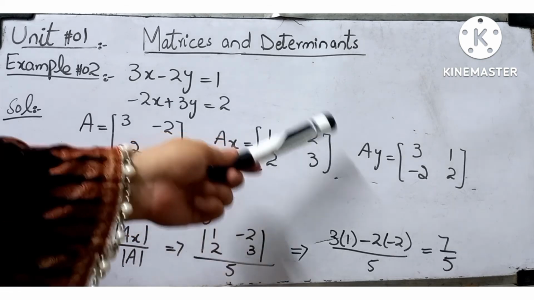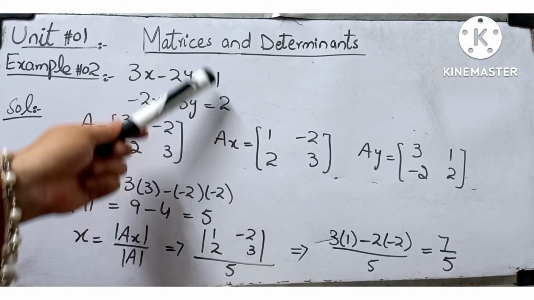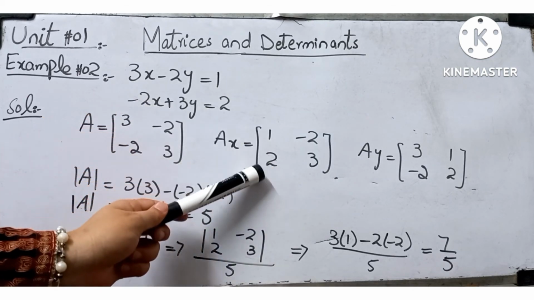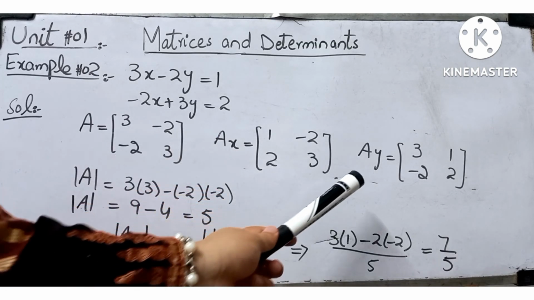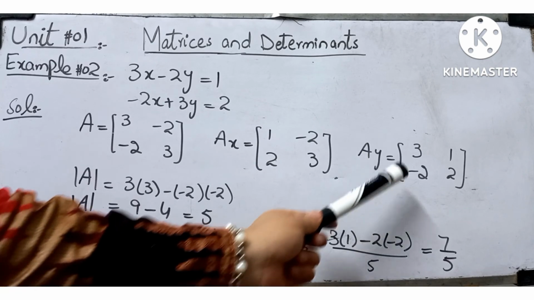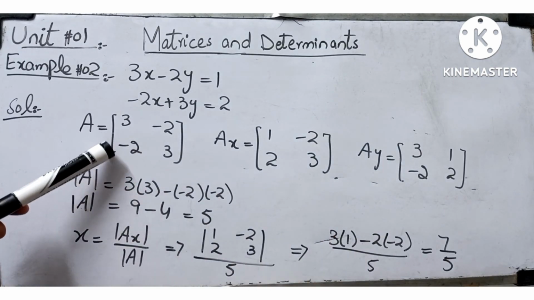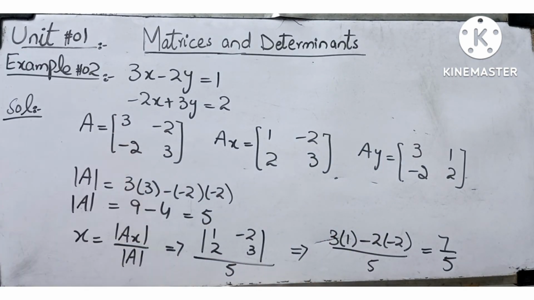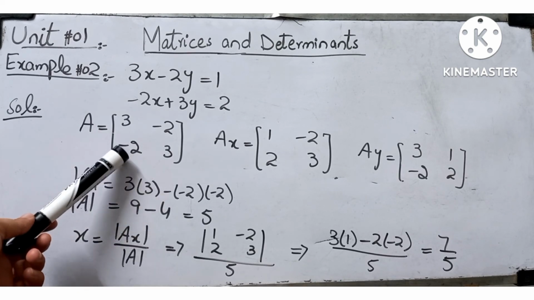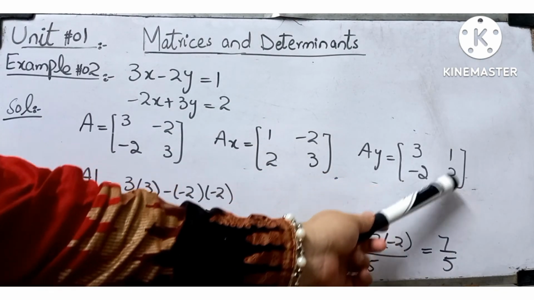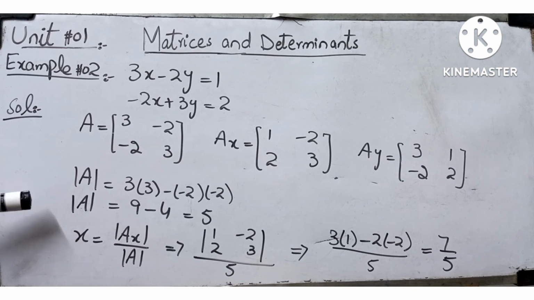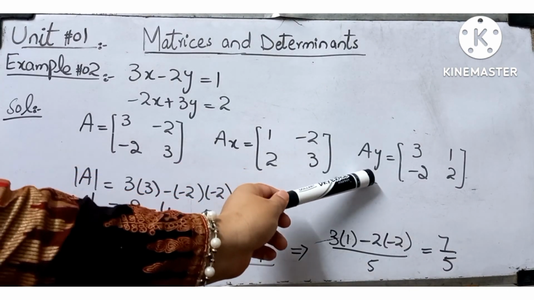Ax is the matrix in which the first column is the column of constants 1, 2, and the next one is this second column minus 2 and 3. And similarly in Ay, the first column is the column of matrix A, which is 3 and minus 2, and the last column is this column of constants 1 and 2. In this Cramer's rule, you have to learn what is Ax and what is Ay.